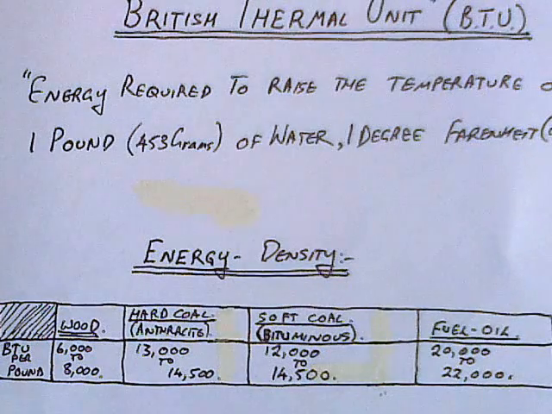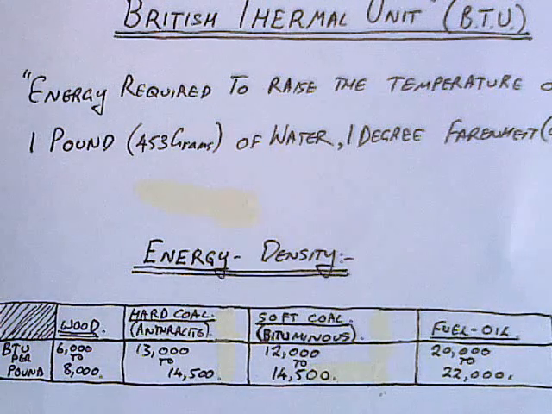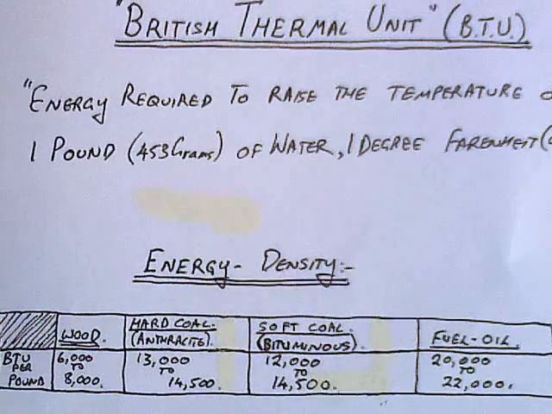Next thing we've got to consider is the energy density of various fuels. Now, wood has 6,000 to 8,000 BTU per pound. Hard coal, anthracite, 13,000 to 14,500 BTU per pound. Soft coal, bituminous, 12,000 to 14,500 BTU per pound. And fuel oil has 20,000 to 22,000 BTU per pound.